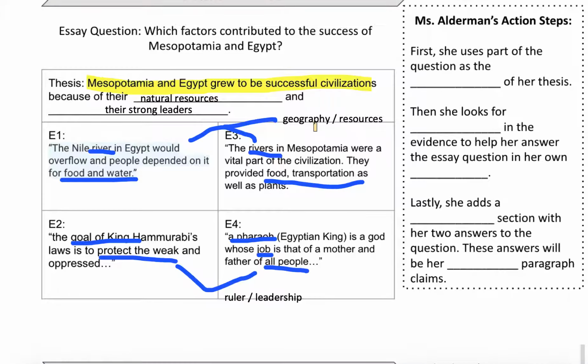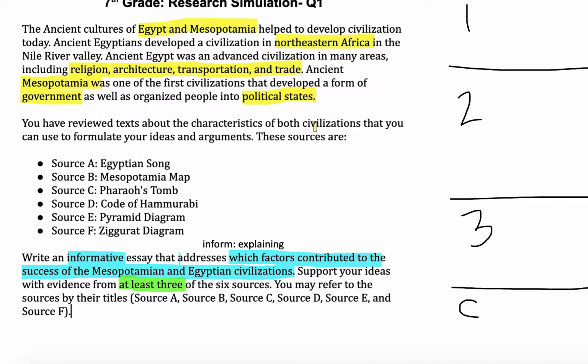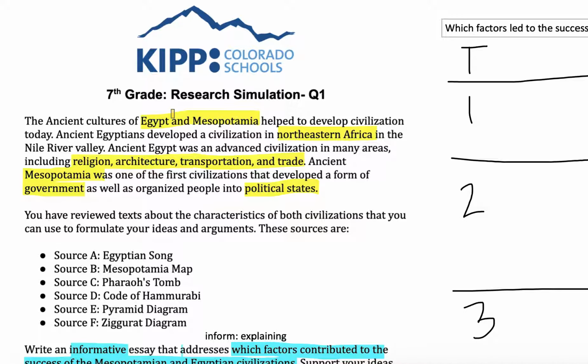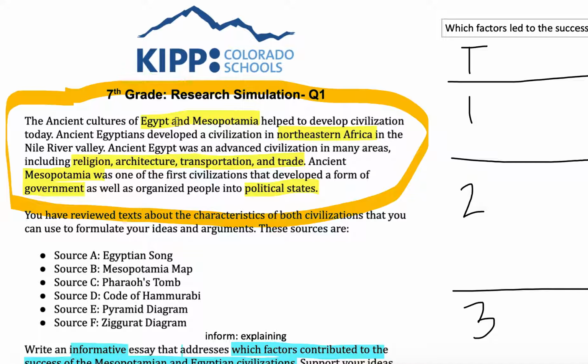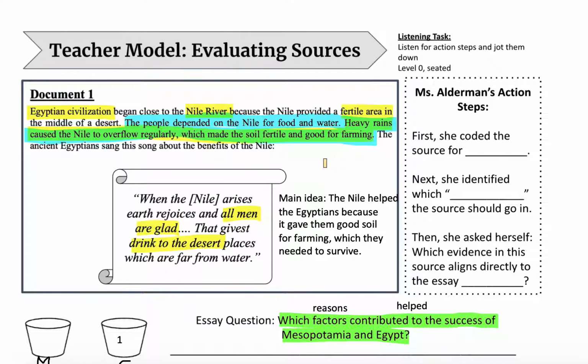I would scroll back to my documents. I would start with the background. This whole paragraph on the cover page was context. I would go back through and look at my codings again for main idea and supporting details. Then I would go to document 1 and say, okay, I remember this was the main idea. I wrote a main idea statement here, which is the Nile helped the Egyptians because it gave them soil for farming, which they needed to survive.